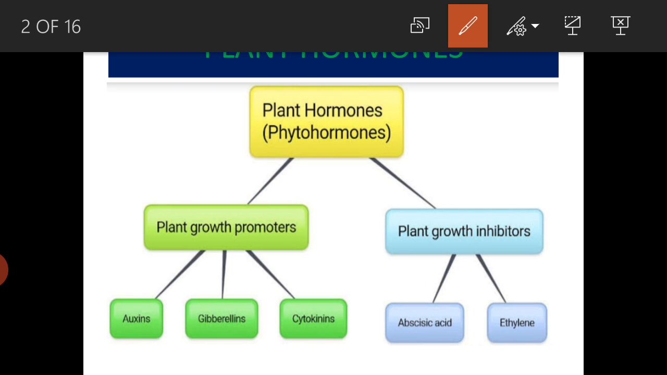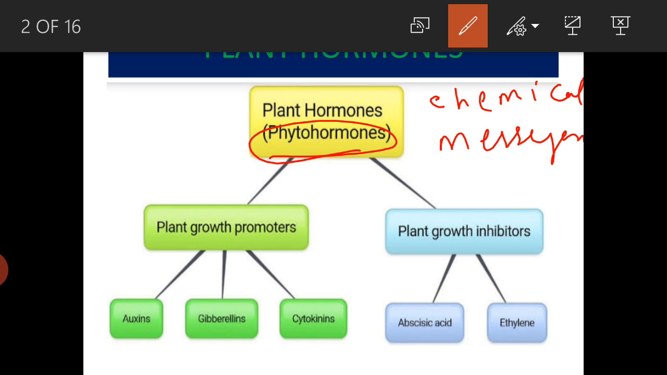So let us first see what hormones are. Hormones are chemical messengers, produced in one location and deriving their function in another location. Plant hormones are otherwise called phytohormones.